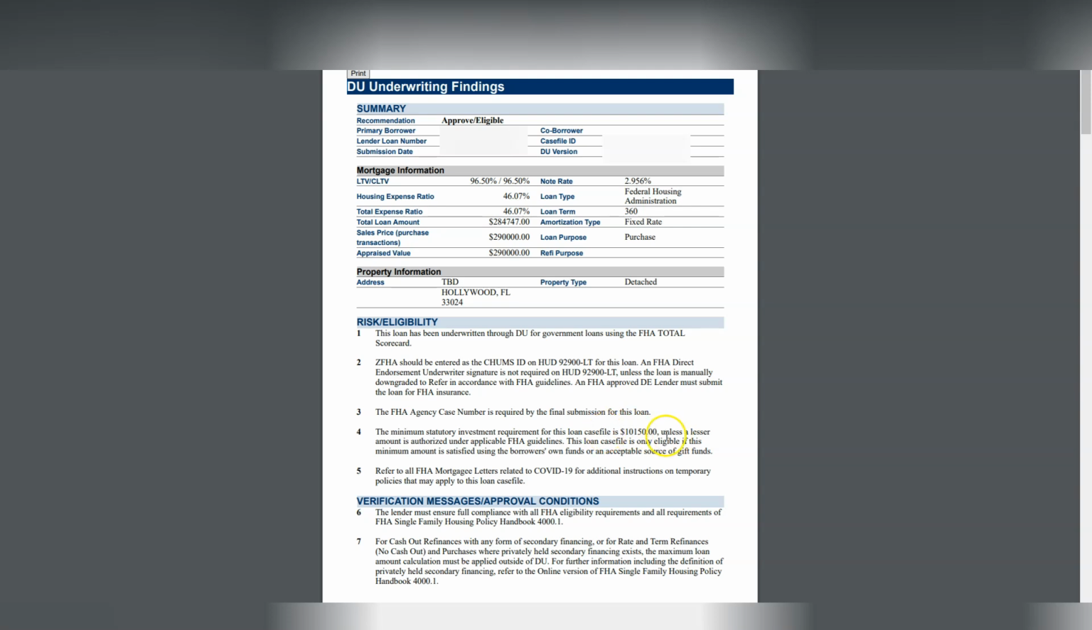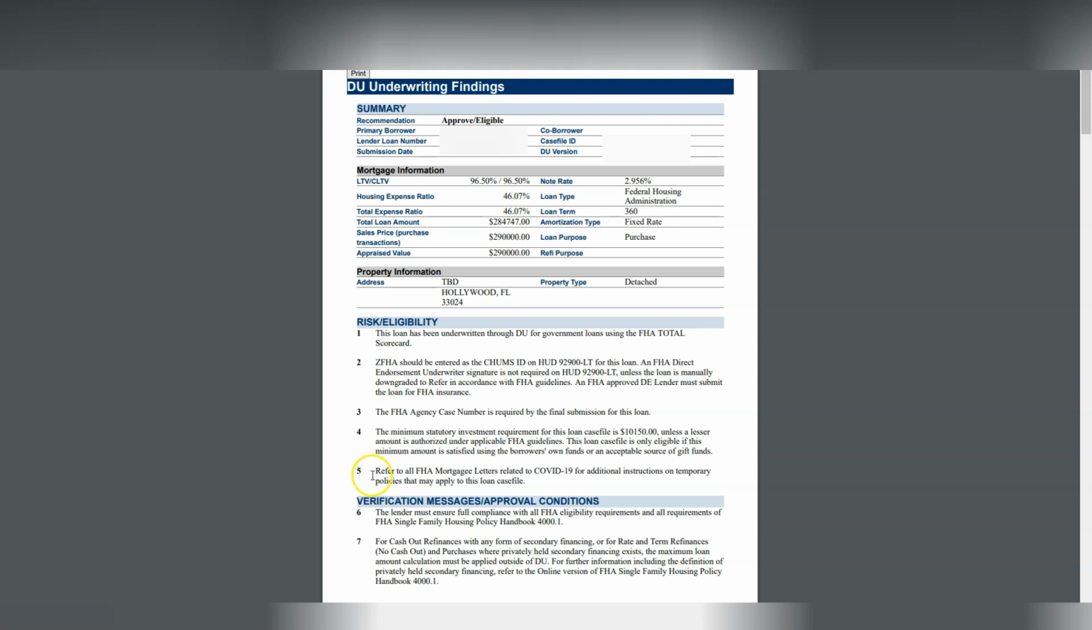Now, this is very important. They're telling you that the borrower has to invest at least, or put down, $10,150 to be able to make this loan approvable by DU for FHA. So this is very important. That's the magic number you need to remember for the borrower when you check their assets or their bank account.